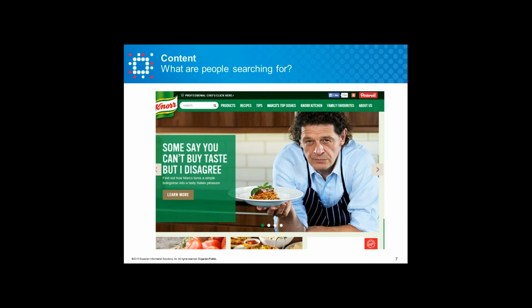So understanding not just what people are searching for, but also the trends and the foods that consumers want to make and eat are going to help sites like Knorr and yours to create content that's going to be more engaging and audience-centric to your audience.